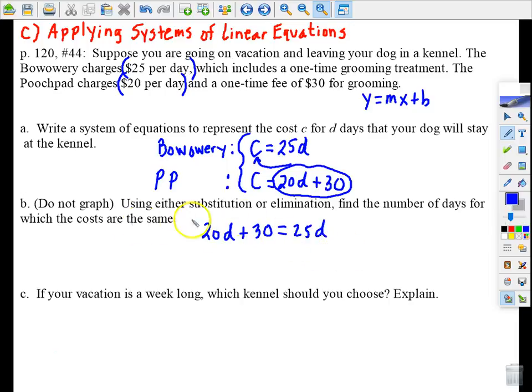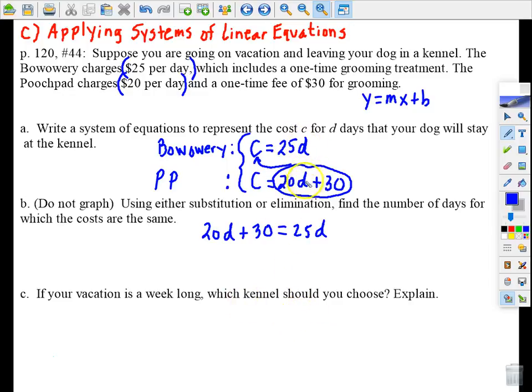And when you solve this, you will know how many days it will take for the cost of these two kennels to be basically the same. And then hopefully you'll be able to answer letter C. If you stayed 7 days a week, then which one would you choose?